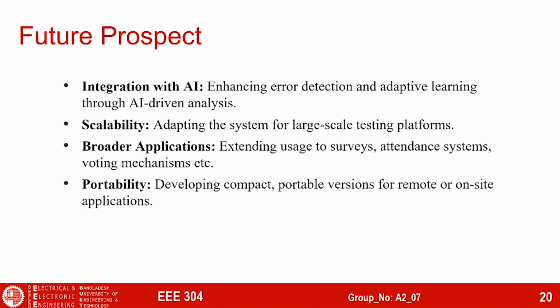For our future prospects, we can integrate our whole project with AI. That means we can scan our OMR sheets, and then by image processing, we can also detect errors and do AI driven analysis. If we want, we can scale our system to our need. If we need to evaluate more MCQs, then we will need to use more flip-flops and more marks. And we can also use our project for different types of applications other than an OMR machine. We can also use it for surveys, attendance systems, voting mechanisms, and so on.